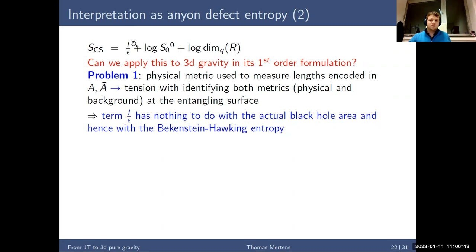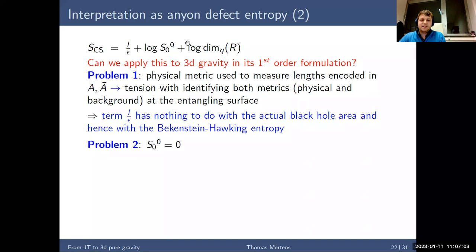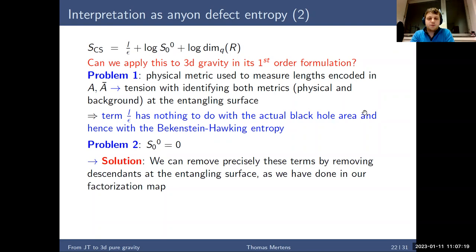Now, a second problem here, and this is not the case for a compact group Chern-Simons, but it is the case for the non-compact case, is that this S00 here is a modular S matrix. For gravity, this is the Virasoro modular S matrix, but S00 is 0 for gravity. So there's also a divergence coming from this term. So there are issues with both of these terms in trying to identify them with the Bekenstein-Hawking formula. Well, a solution, of course, is to just remove these terms. But how can we remove these terms? Well, this corresponds to just removing descendants at the entangling surface, which is precisely what we have done in our factorization map. And then you just get this last term, log dim QR, which was indeed the term we computed explicitly.